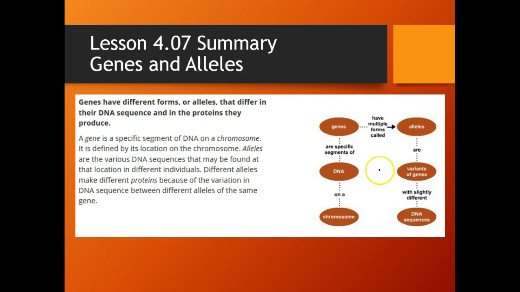Okay, so again, let's revisit the mind map for this lesson. Remember, genes are those specific segments of DNA that are found on a chromosome, and they have those different forms called alleles. Alleles are different versions of the gene, and the reason why they are different is because they have different DNA sequences. And just to take it a little further, remember, if they have different DNA sequences, then they're going to have different proteins. Okay? And in some cases, like we just saw with sickle cell anemia, those different proteins can cause diseases.